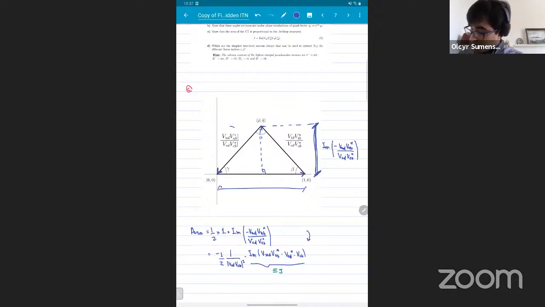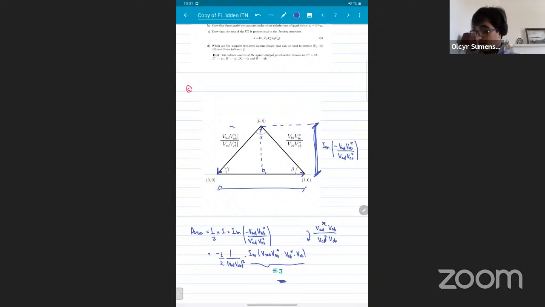And now what you can do is to multiply inside of the imaginary part by VCD star VCB. And then you have the absolute value of this quantity that you can take out from the imaginary part. And you are left with the imaginary part of VUD, VUB star, VCD star times VCD. And this is what we call the Jarlskog invariant.